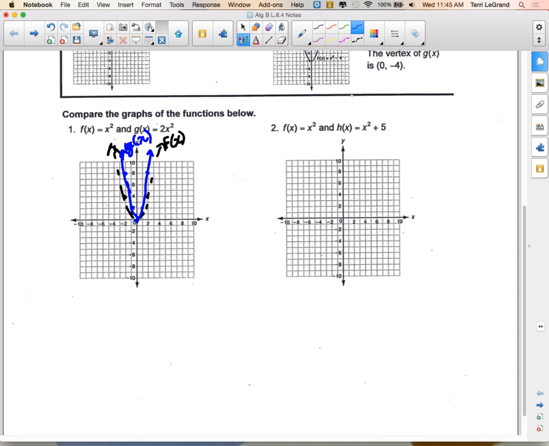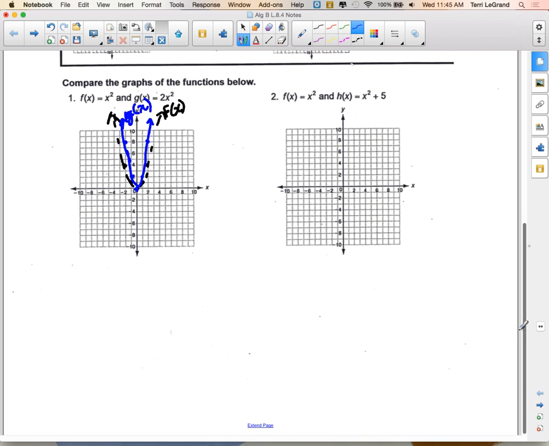Okay, so we're going to compare these by talking about what transformations occurred. Let's put this one down first underneath here: f of x equals x squared. And we have g of x equals 2x squared. Let's identify the a and the c for both of them.